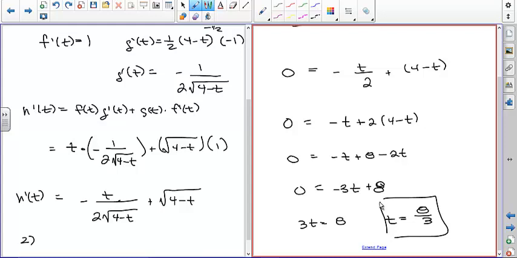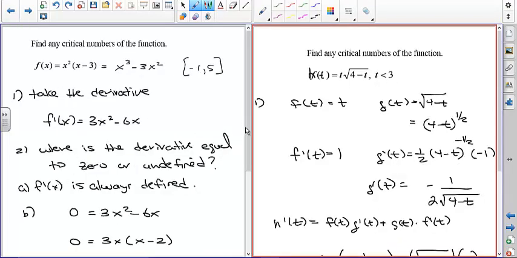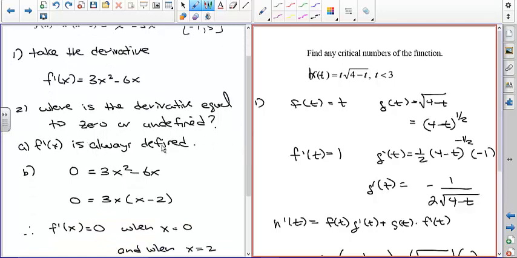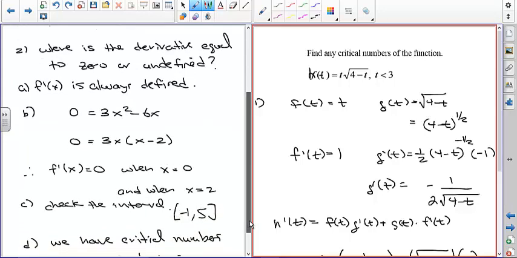There's one value of t that is in the interval. So remember, the interval says it has to be less than 3. This is slightly less than 3. So because the value of t where the derivative goes to 0 is within the interval, what we can say is, what was the other step? Okay, so we answered this one: within the interval, the derivative was always defined. We found out that t equals 8/3 is where the derivative is 0. So that's where I'm checking the interval. Yes, it is within the interval.